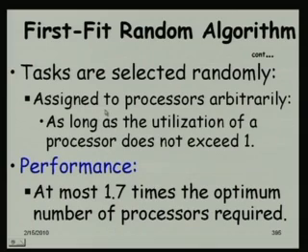In the first fit random algorithm, the tasks are selected randomly and they are assigned to the processors also arbitrarily. So, they will keep on assigning to the processors as long as the utilization of the processor does not exceed 1. The performance, easy to find through a simulation experiment, is at most 1.7 times the optimum number of processors required.